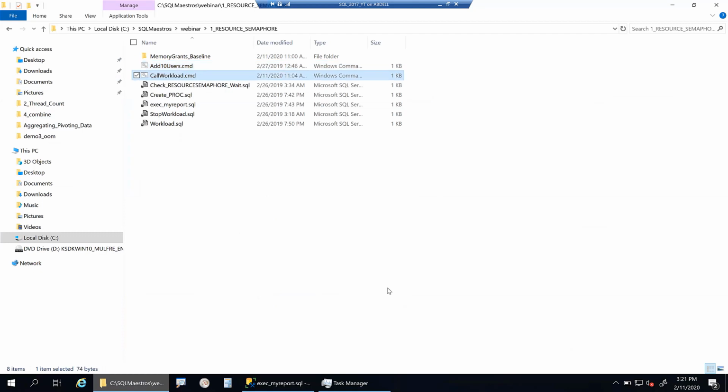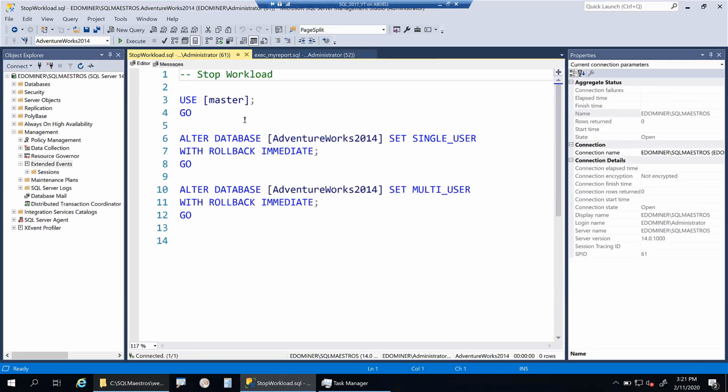And this is a simulated engineered demo. I also need to prepare myself to ensure that if something goes wrong in my VM, I can go and stop all the workload. So I have this query which says stop workload. Never do something like this in your production environment. Remember, friends, this is just for the demo.